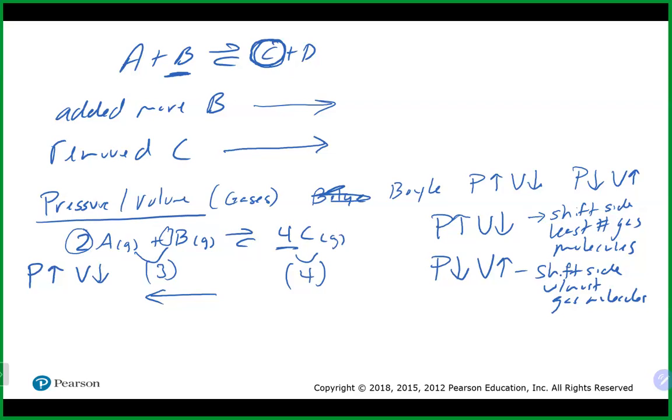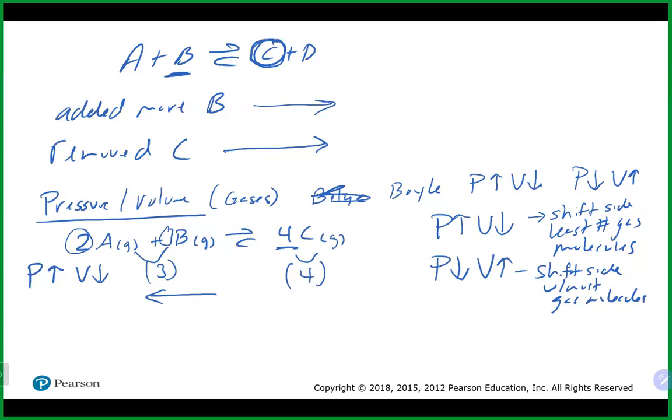So pressure and volume are always sort of tied together, and I personally think volume is the best way to think about it. If you remember Boyle's law, pressure goes up, volume goes down. So small volume, less gas molecules. Pressure goes down, volume goes up. Bigger volume, more gas molecules. And again, you just got to count the coefficients for anybody that has G's in front of them.